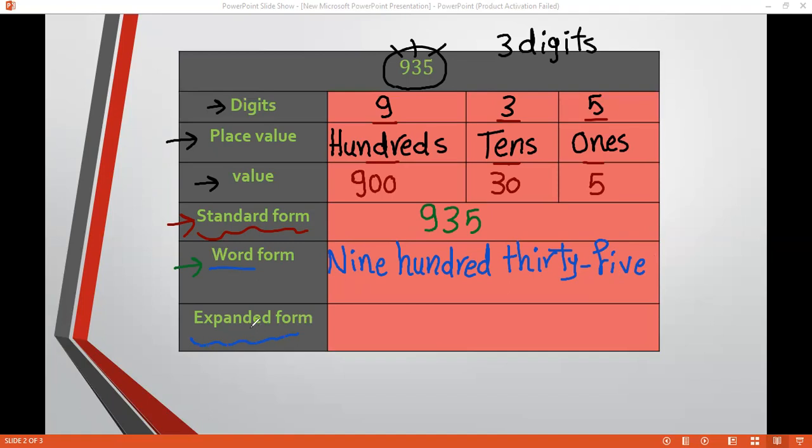The last thing is expanded form. Expanded form, if you remember with me, we take the values of all digits and add them all together. So for 935, added together, it will give you 900 plus 30 plus 5. Now we have solved all these questions. Let's take another one.